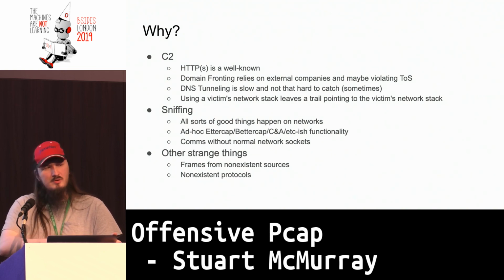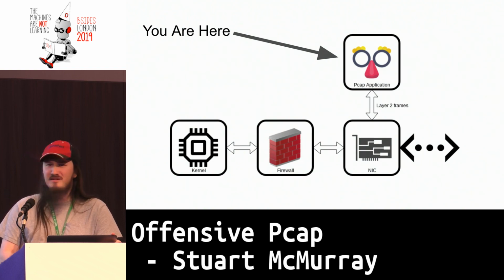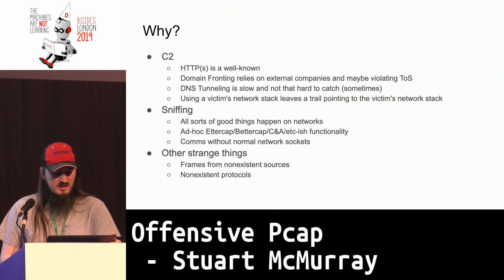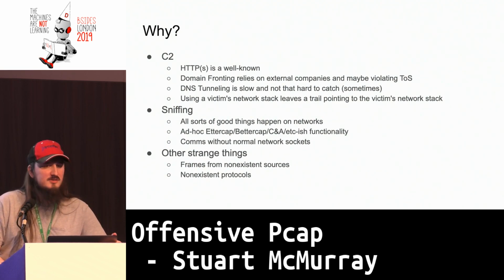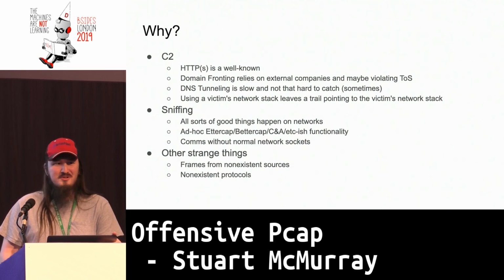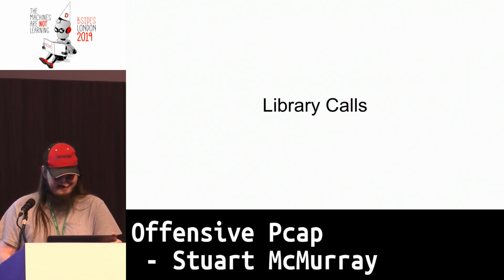Also, you can have comms without normal network sockets. I don't want to spoil the demo later, but if you're getting frames straight from the NIC, there's no real need to actually open a socket. You'll have a packet socket on Linux or a BPF device or whatever, but you get data into userland from the network without actually opening a socket. I alluded to frames from non-existent sources. I don't have a demo for that, but it works. And then non-existent protocols: you take, say, TCP, switch the IP proto from TCP to some random number like 100, and it'll route.